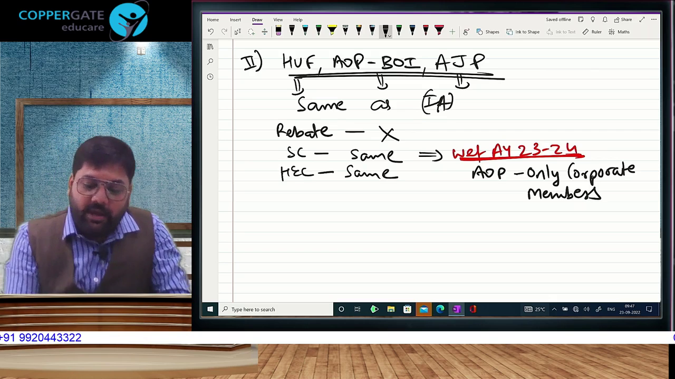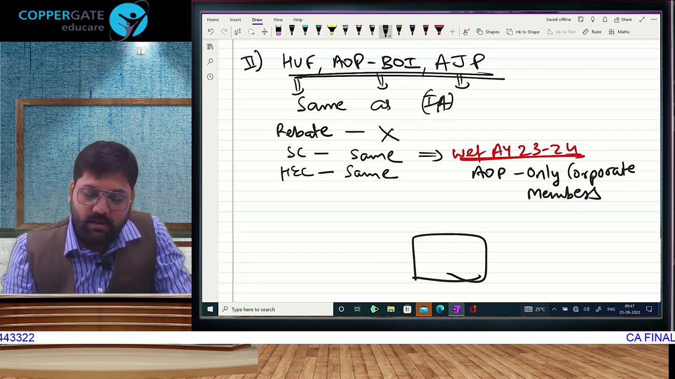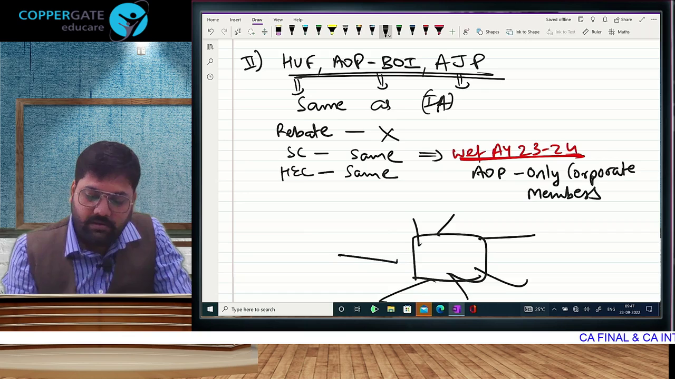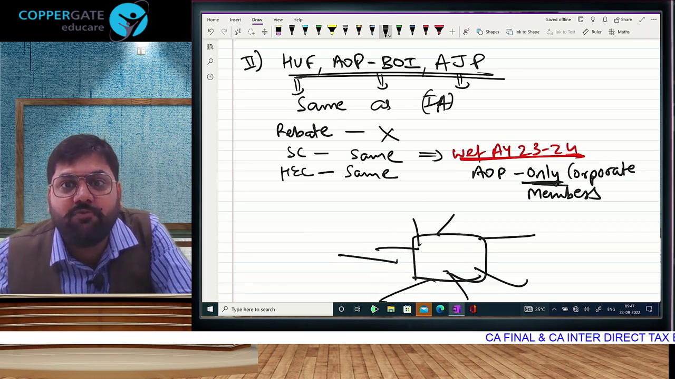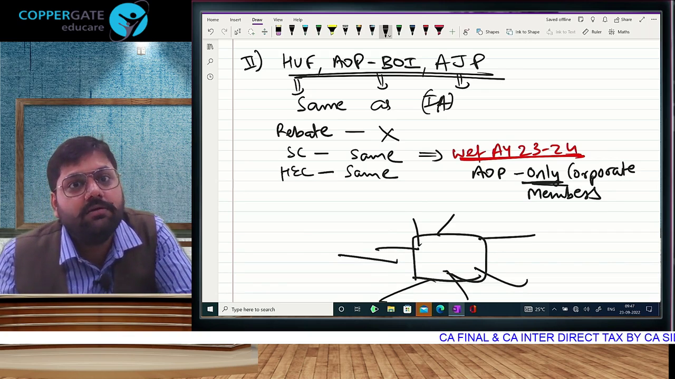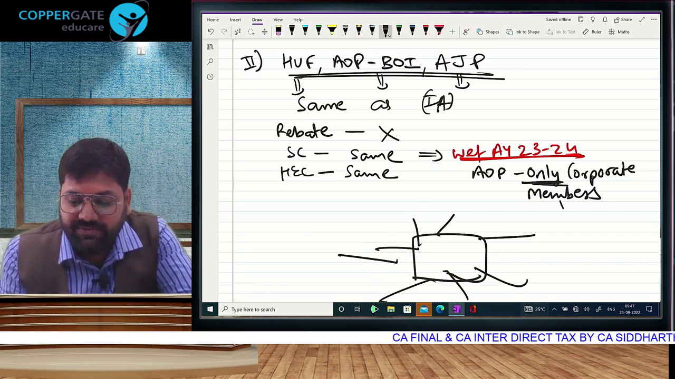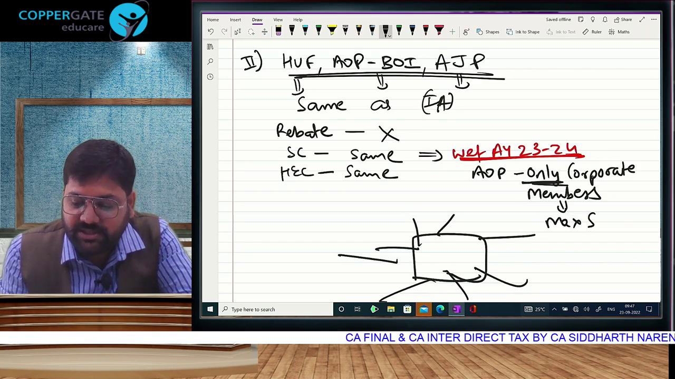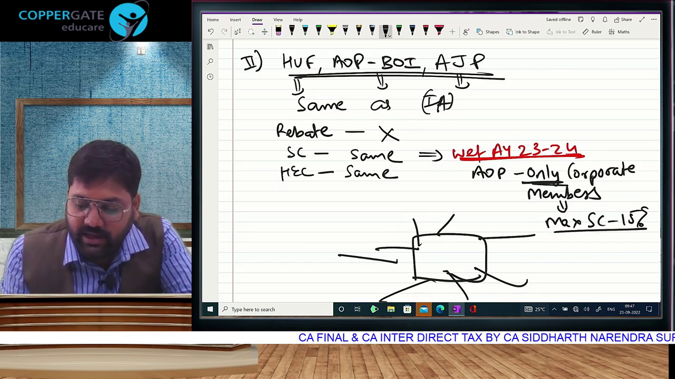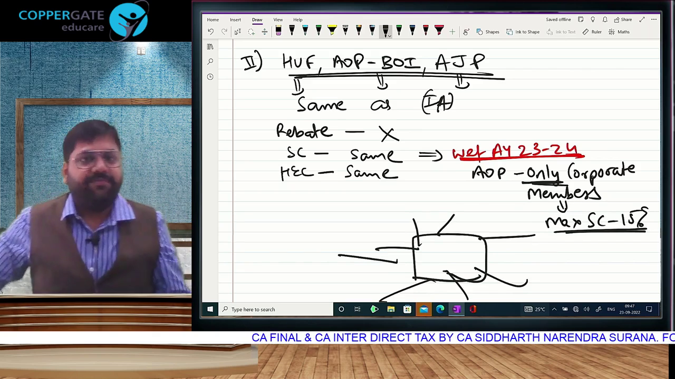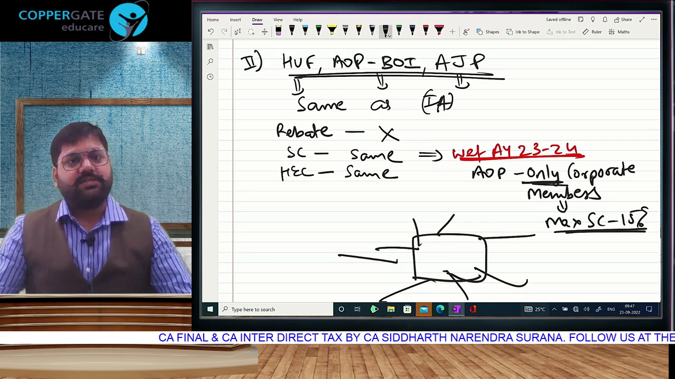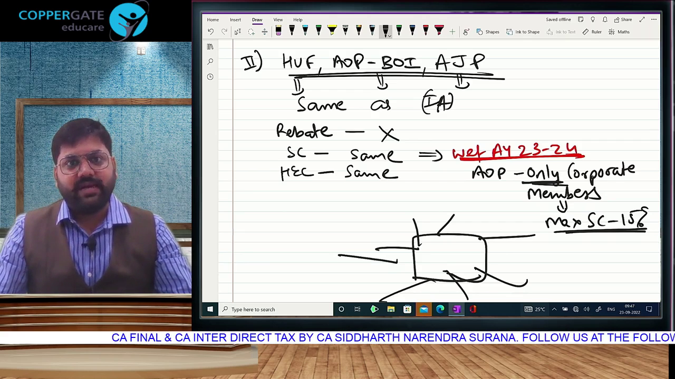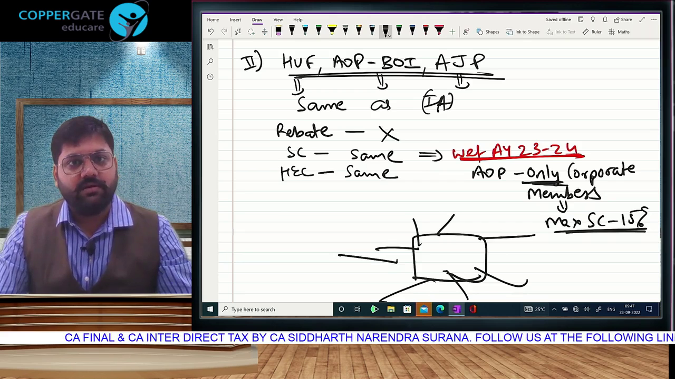So there is an AOP which has multiple members, and all are companies only. Matlab there is no individual or HUF who is a member here. All members are corporates. In that case, the maximum surcharge will be 15%. In an AOP where only companies are members, the surcharge will not exceed 15%. The maximum surcharge is going to be 15, not more than this.